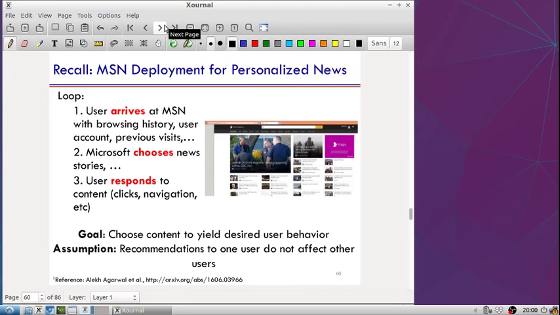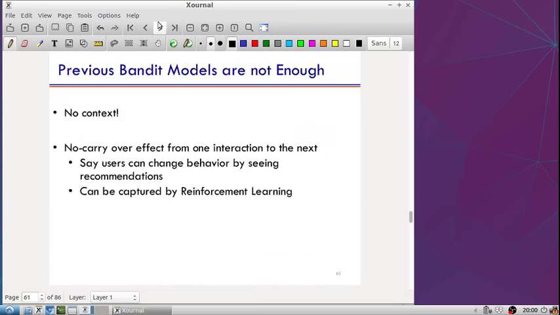So what's changing from the previous A/B testing and multi-armed bandit setting is that the user arrives with information. That is the important part, which was completely ignored before. So there was no context before, and that's what we're going to address today in the next half an hour.